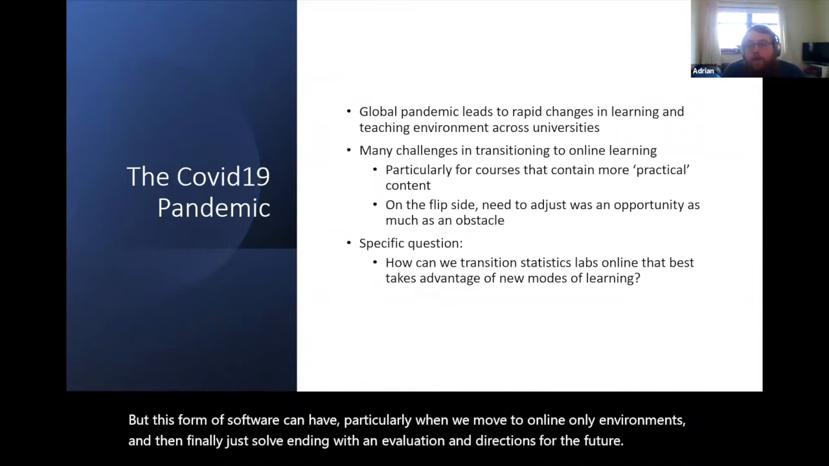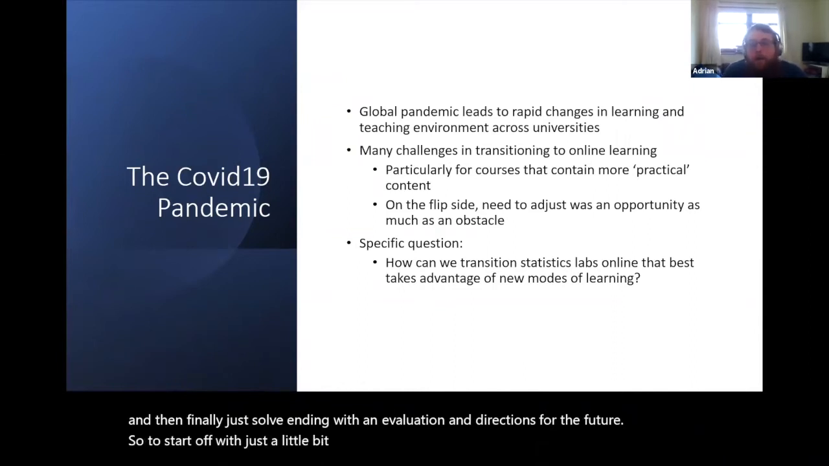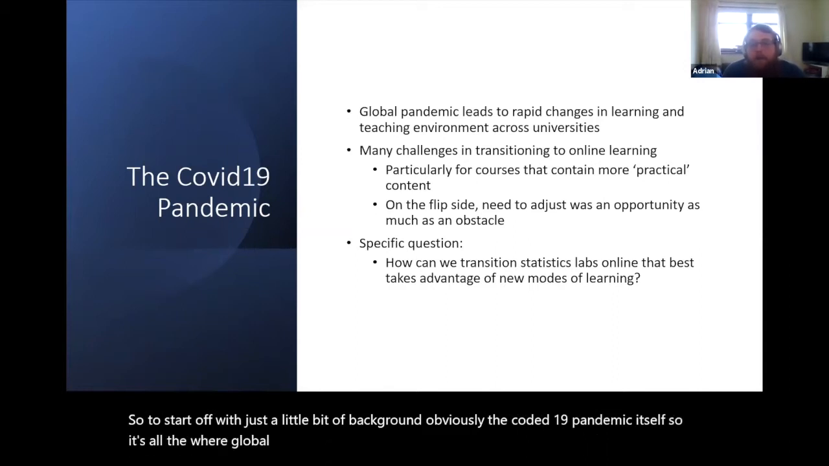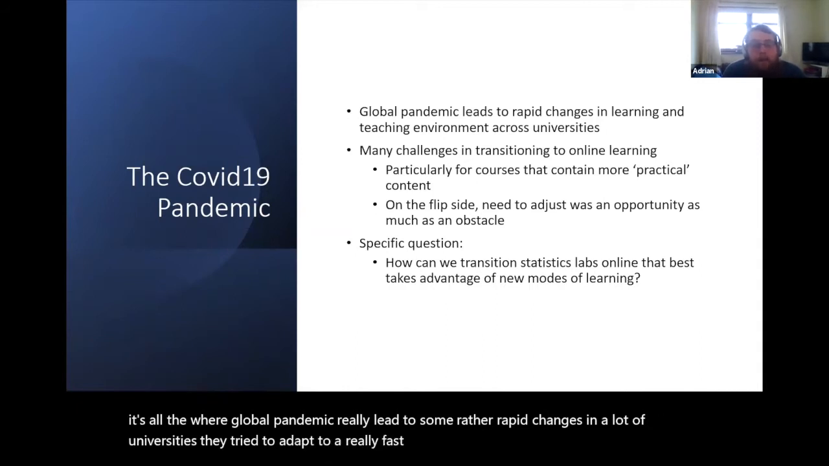So to start off with, just a little bit of background, obviously the COVID-19 pandemic itself. As we're all aware, the global pandemic really led to some rather rapid changes in a lot of universities. They tried to adapt to a really fast changing situation. For many universities, this started in March.